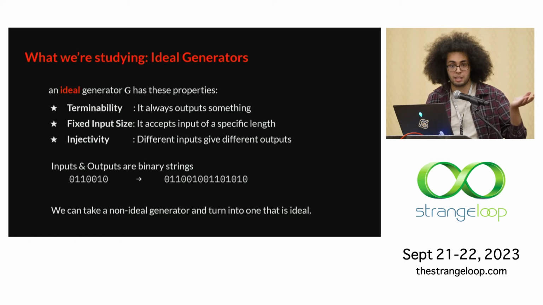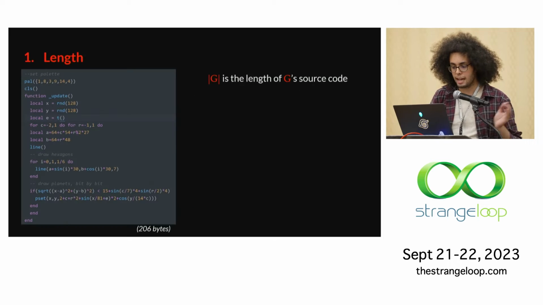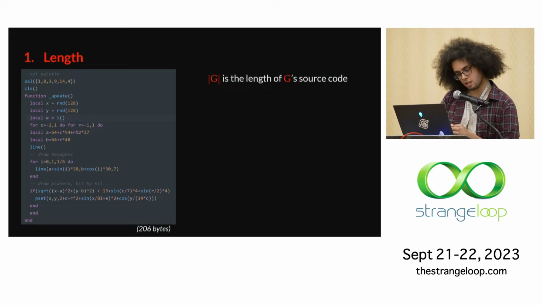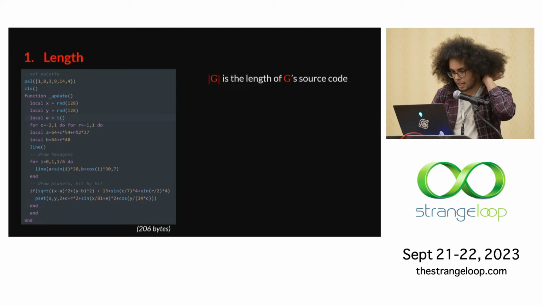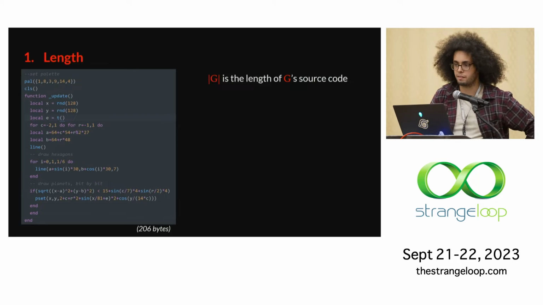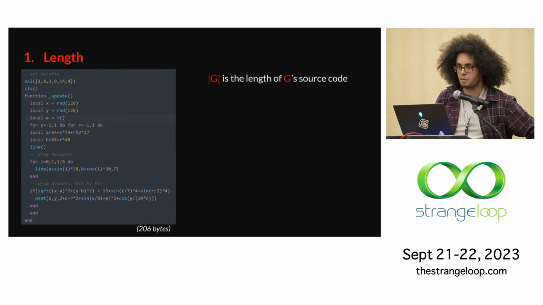So as I said before, we're going to introduce 3 mathematical concepts about the generators, 3 qualities. The first quality of the generators we're going to study is the length of a generator, the length of its source code specifically. So here I wrote a simple planet generator. And maybe you would say that the length isn't really relevant because I can always add more length without adding interesting information to this quantity.